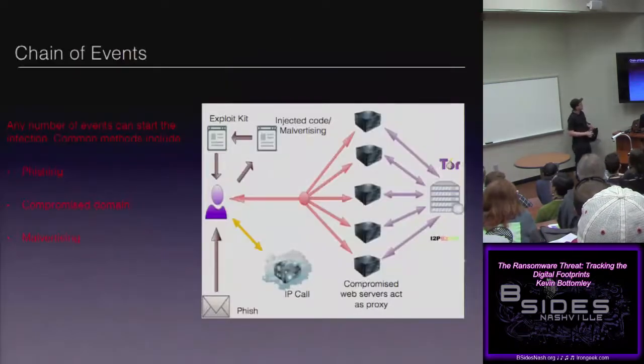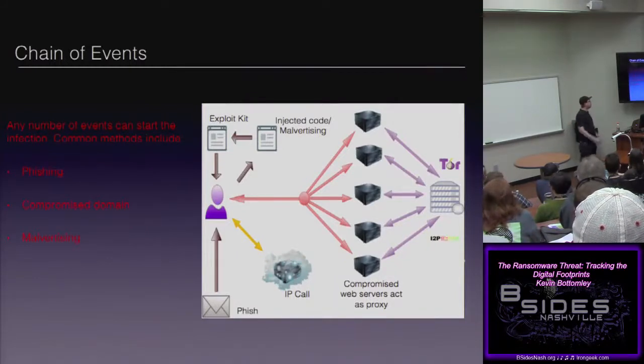So, the exploitation. There's a big number of events that could happen, but most likely it's through phishing, a compromised domain, or malvertising. Your user either gets phished or lands on a web page that either has injected code or some type of malvertising that sends them to an exploit kit.